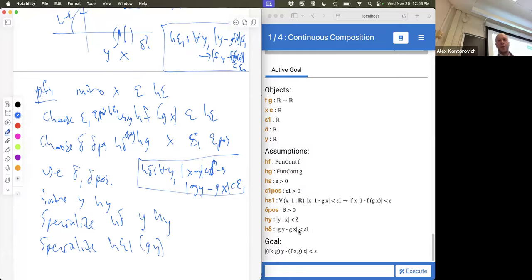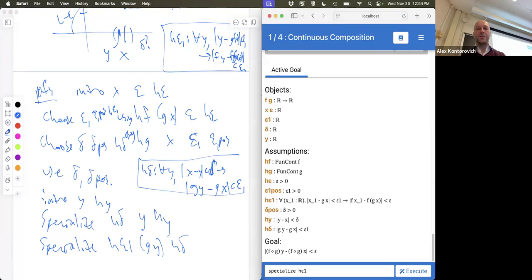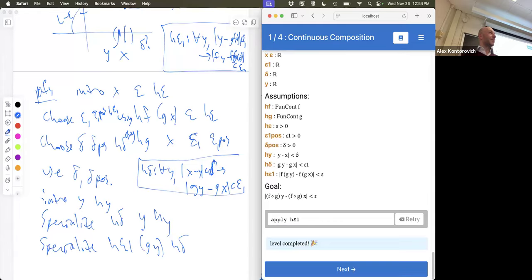With what, where's the proof that g of y is within epsilon 1 of g of x? h delta. Okay. So specialize h epsilon 1 to the point g of y, and what's the proof that g of y minus g of x is less than epsilon 1? That's h delta. And that is exactly what we want. I think apply will do it, or do we have to do a change? Apply will do it.